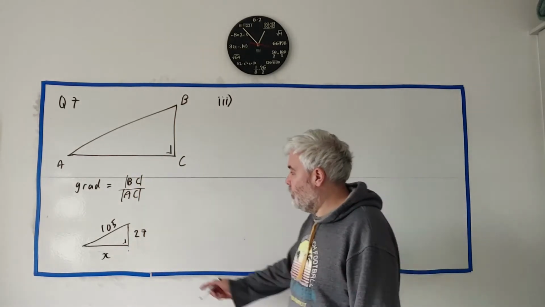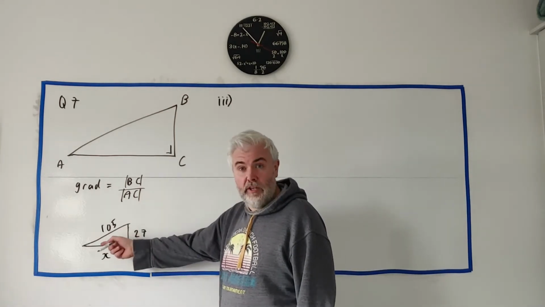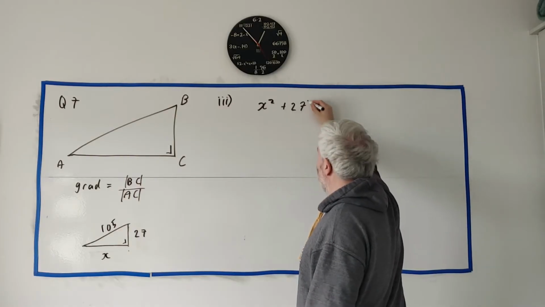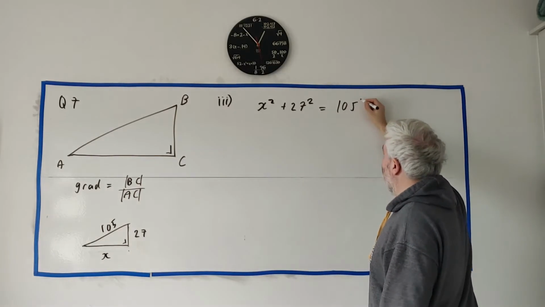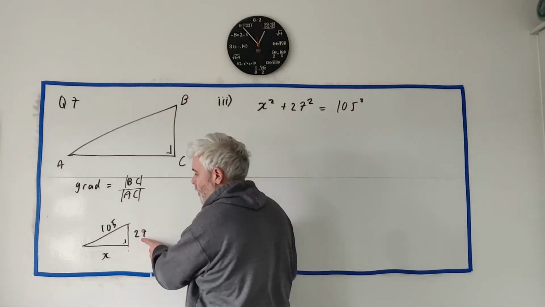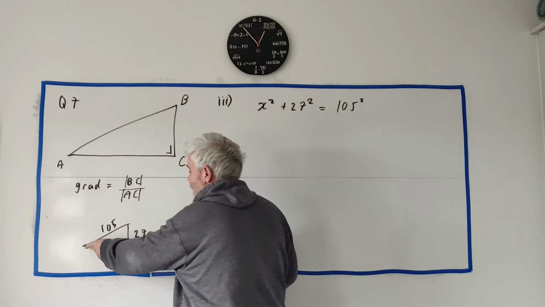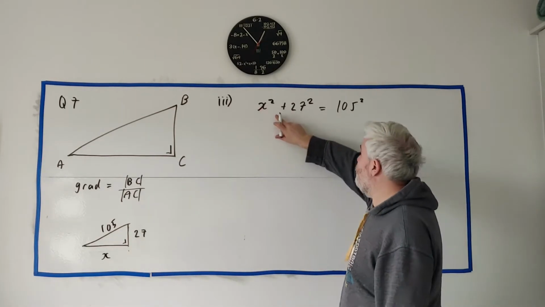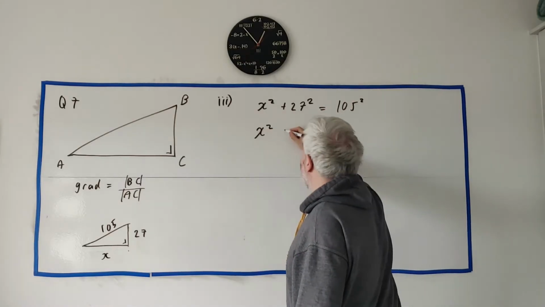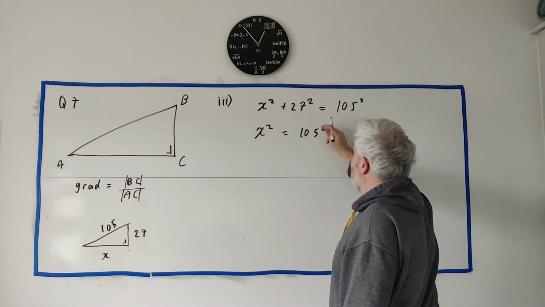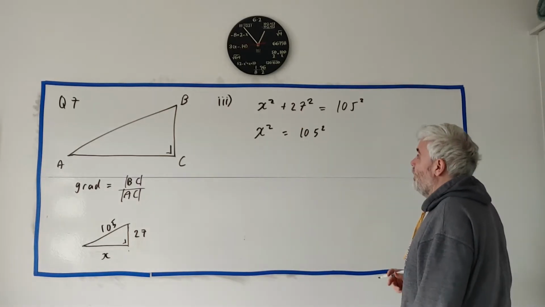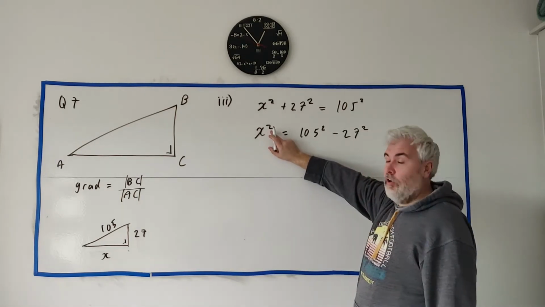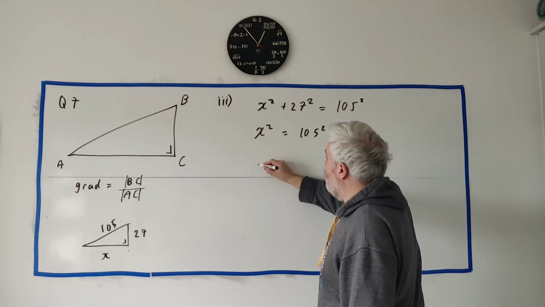And Pythagoras' theorem, remember the hypotenuse is the long side. The two shorter sides, x squared plus 27 squared is equal to 105 squared. That's Pythagoras' theorem. Short side squared plus the other short side squared is equal to the long side squared. That's all. We need to solve for x. Let's leave x where it is and move everything out of the way. So we get x squared is equal to 105 squared, take 27 squared away from both sides. We need to get x on its own, so to get rid of the squared we need to get the square root of both sides.